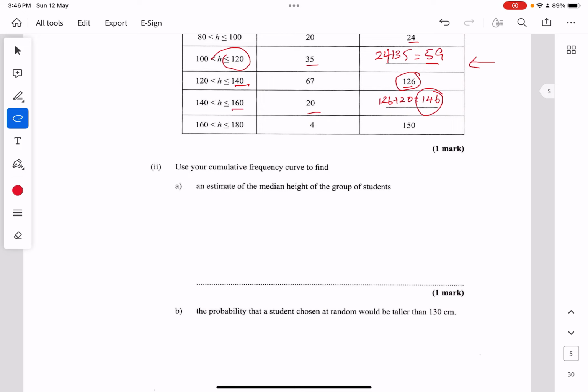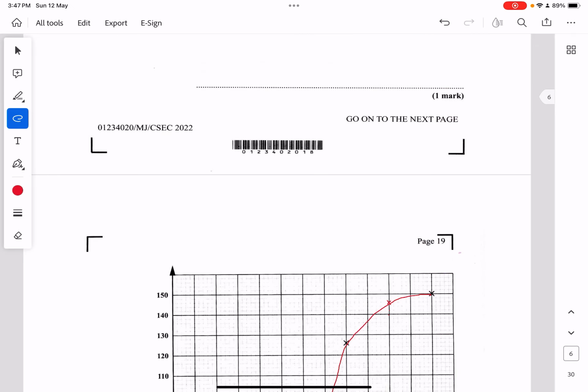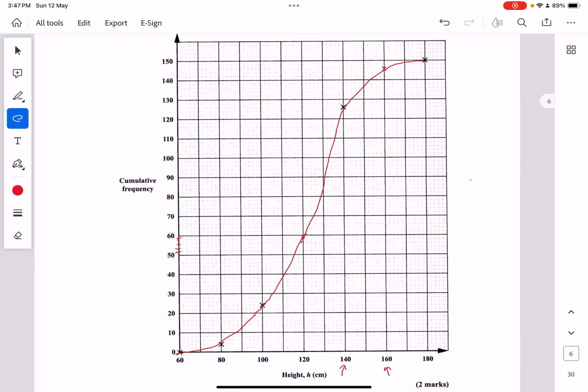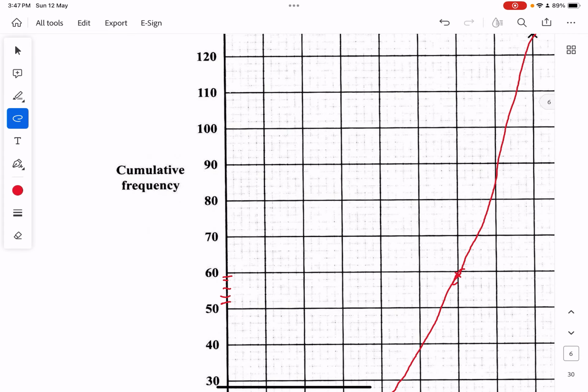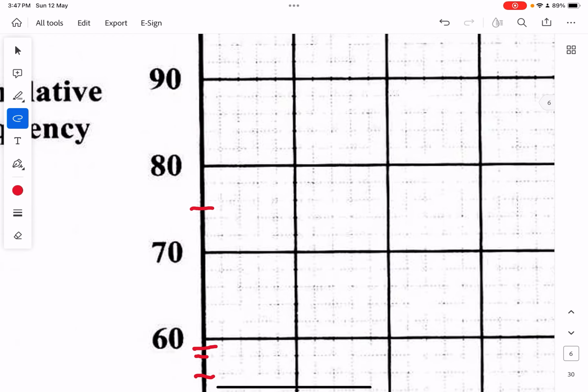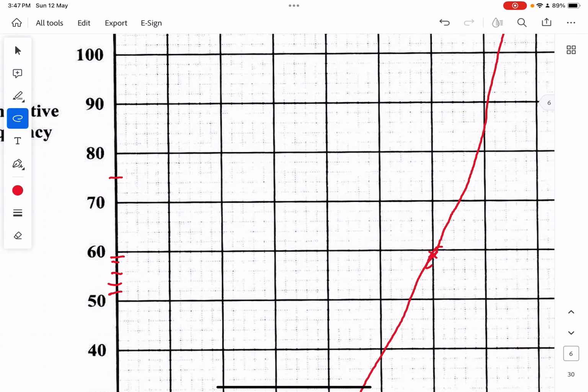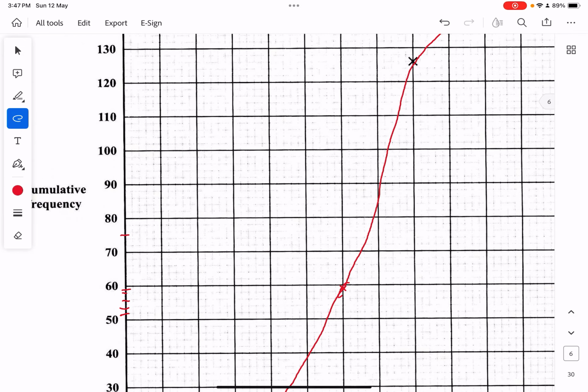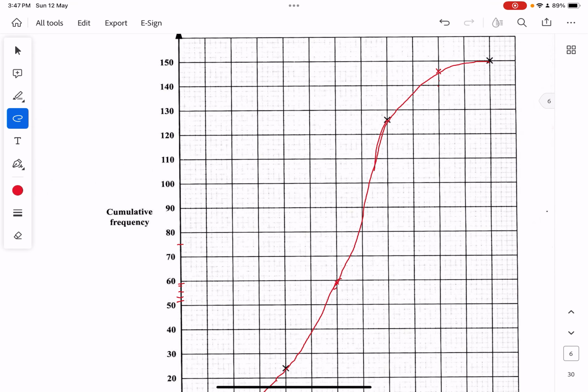So we are to use that cumulative frequency curve to find an estimate of the median height. Again, we find half of the cumulative frequency. If the total is 150, half is going to be 75, and that would be right in the middle of these two lines here. And going across, that is going to meet our curve right. This curve seems a little crooked, so let me see if I can fix that. Let me see if I can fix the curve. Oh crap, I just erased all the points I plotted.